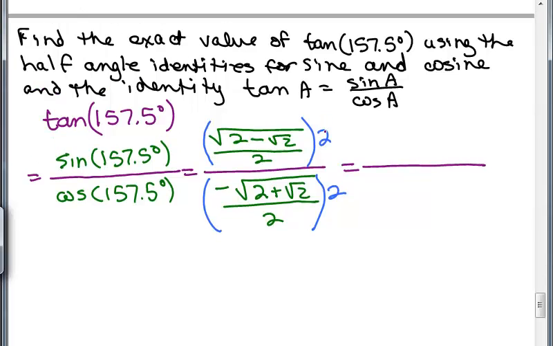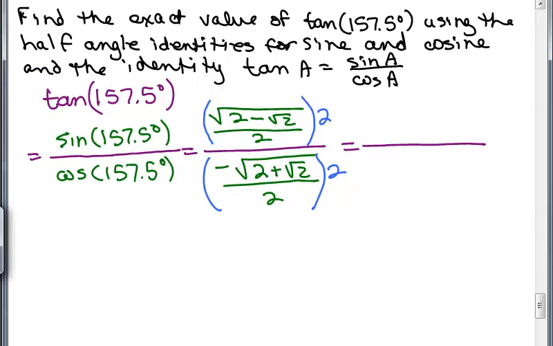Okay, so when I multiply 2 by the whole numerator, the 2 cancels with this 2 in the denominator, so I simply am going to get this numerator of square root of 2 minus root 2. And in the denominator, same thing, but I still have that minus sign. So remember that minus sign still there, negative square root of 2 plus square root of 2.